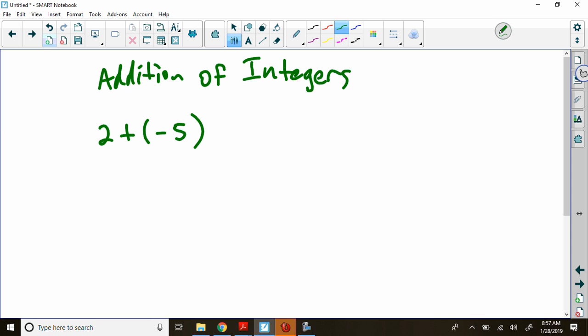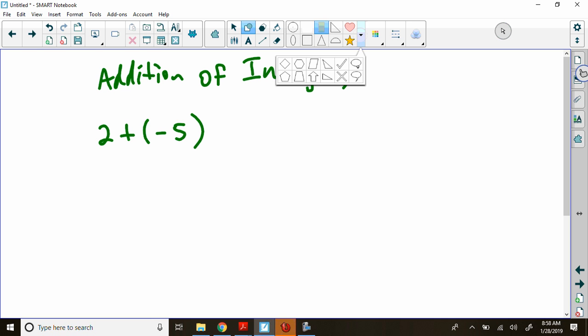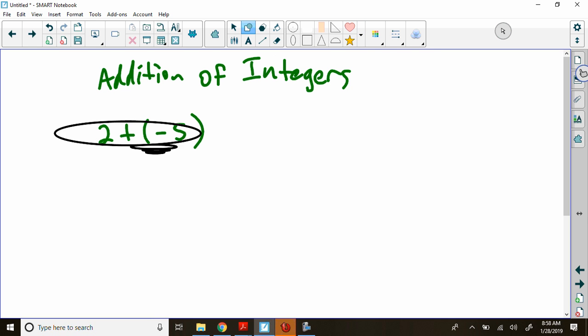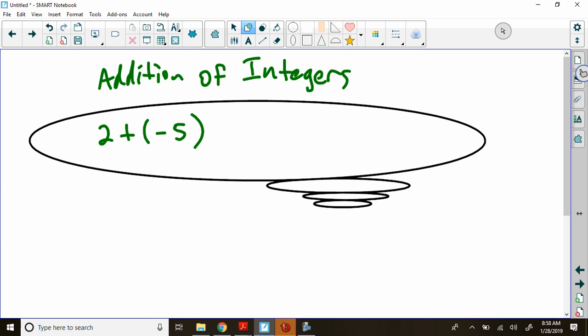I don't know the way your brains process this, but the way my brain sees this, and I know not everybody sees things the same way, my brain has this thought bubble going on in it. My brain says to itself, well, that's really the same thing as 5 minus 2, and my answer is going to be negative. That's how I think of it. You probably don't, but that's what my brain says. One of them's positive, one of them's negative. I'm subtracting them. I can subtract 2 from 5. I know it's 3, and my answer is going to be negative.